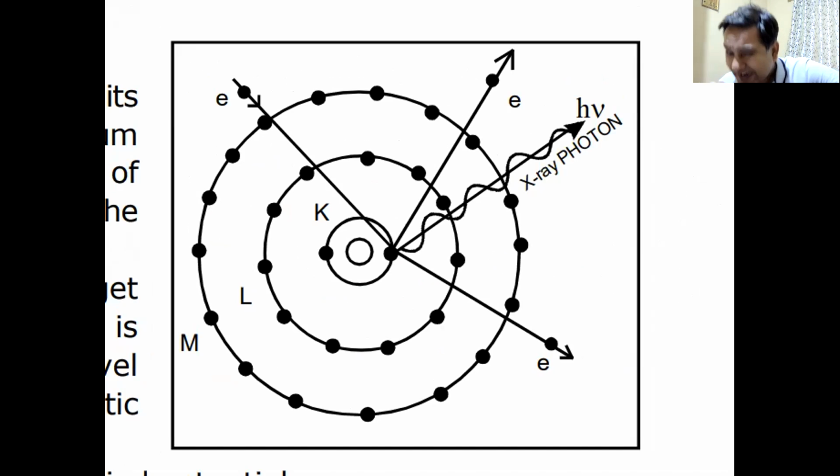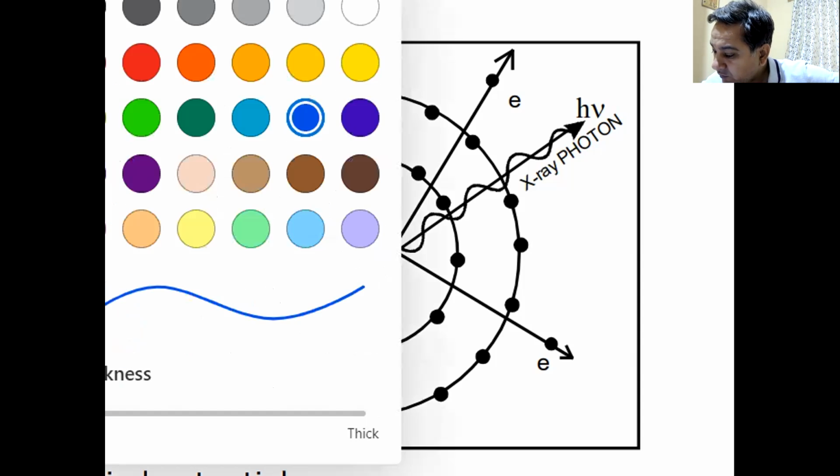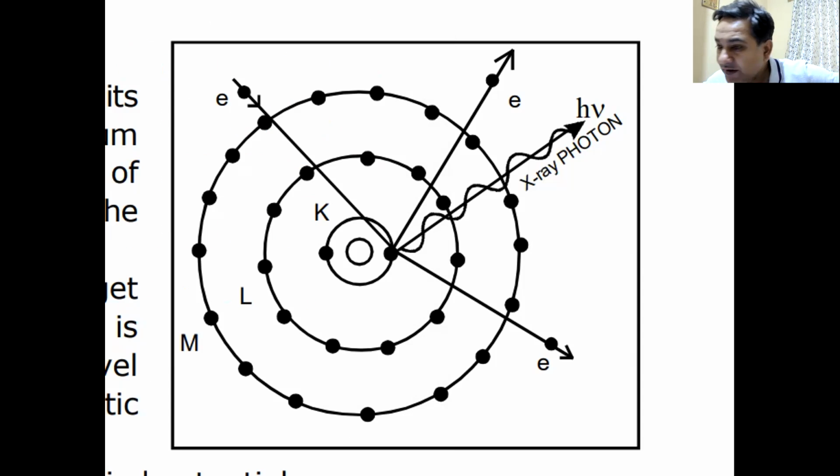The diagram is slightly different compared to the diagram that we had previously shown for continuous X-rays. Can you spot the difference? What was happening there and what is happening here? Anyone can spot the difference?